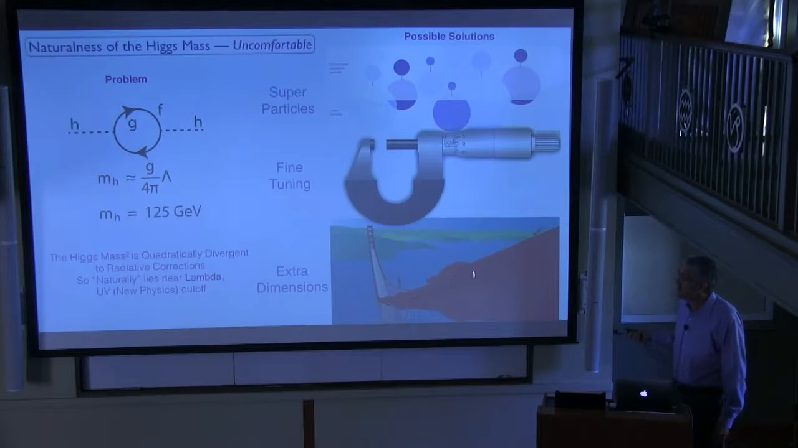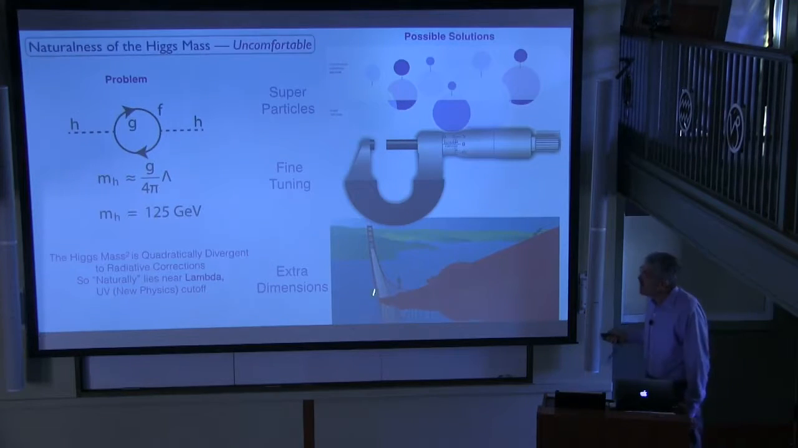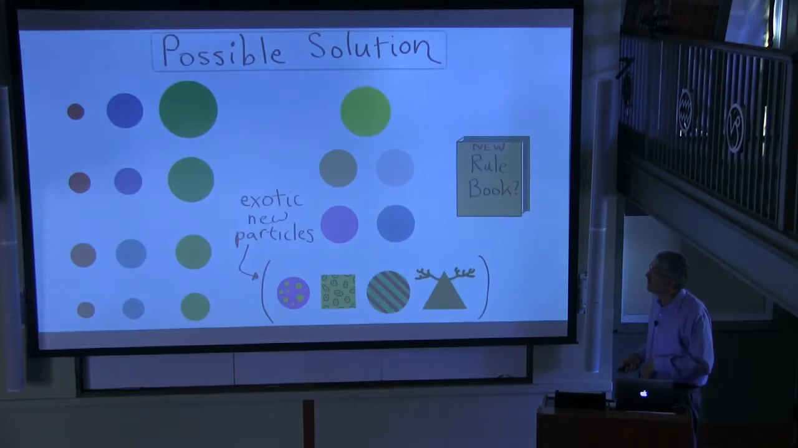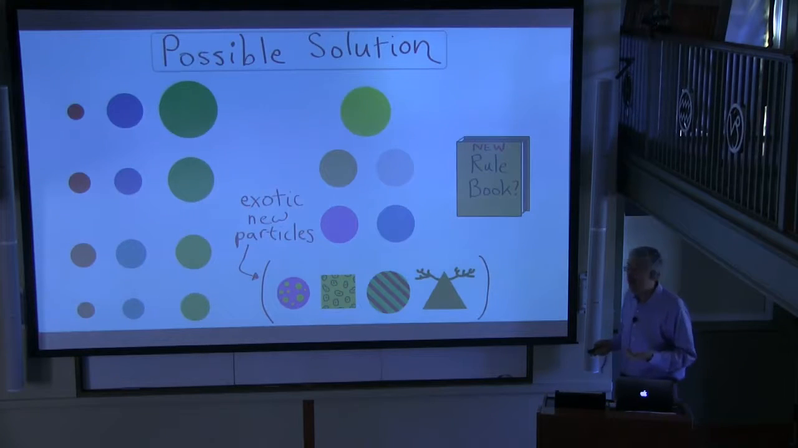Or there are these ideas of extra dimensions. The idea with supersymmetry is that there are some particles near the Higgs mass which suppress this quadratic divergence due to radiative corrections. So that gives a Higgs mass which is near the mass of the new particles that might exist, these supersymmetric particles. So the possible solution, as I just alluded to, is that we take the standard model and we add some new particles to it.